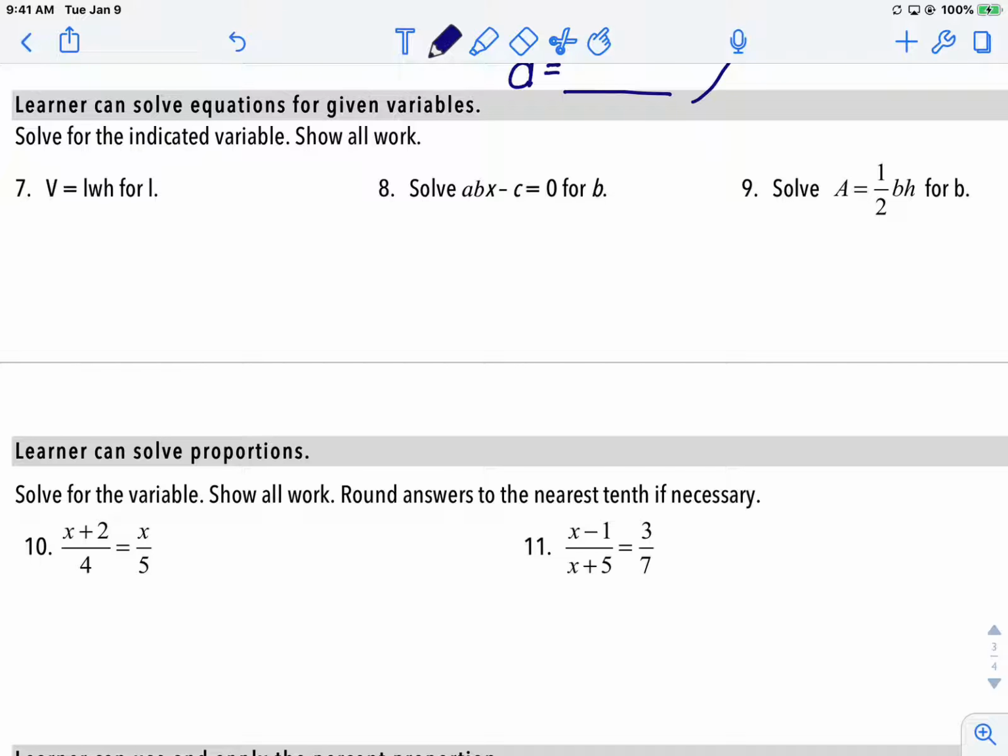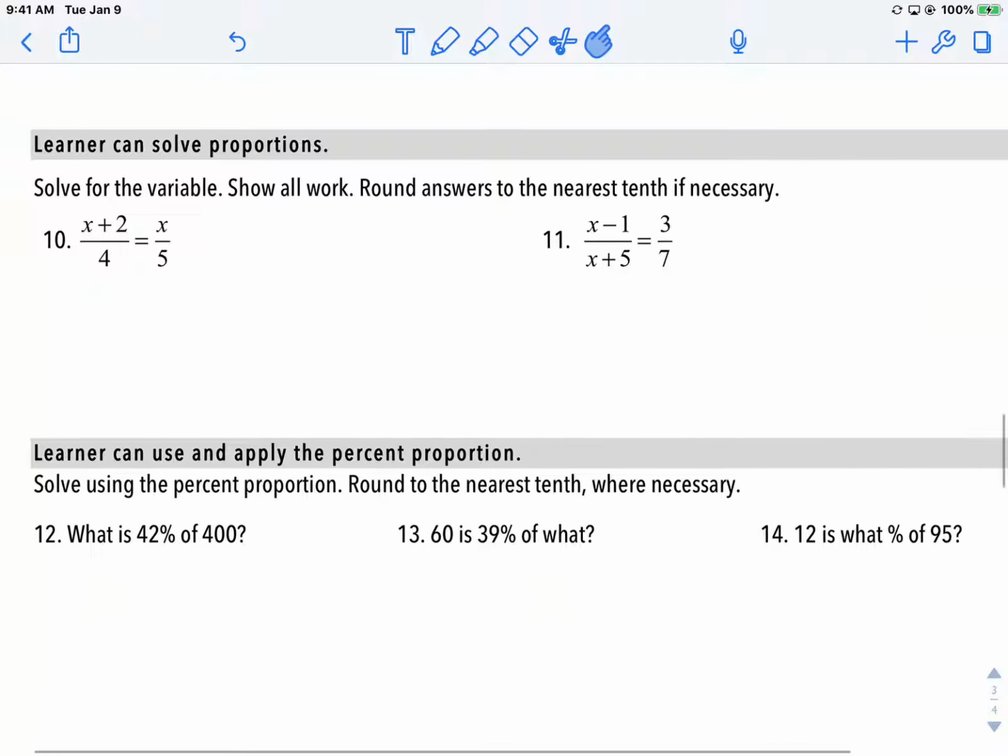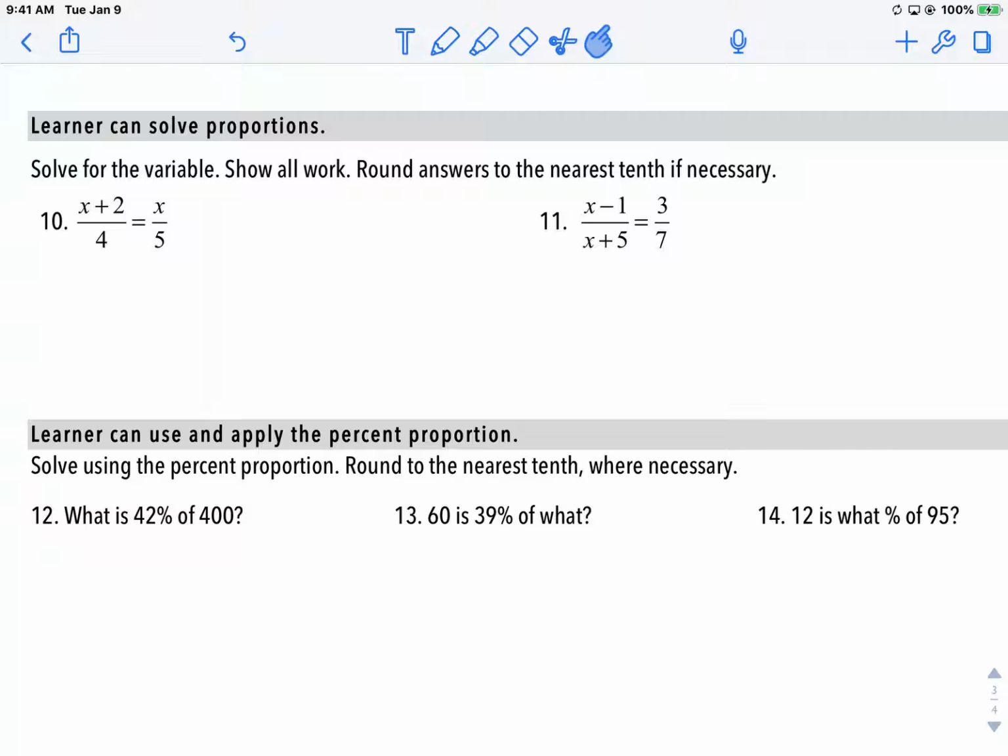Welcome back for the Chapter 2, Part 2, Video 2 for exam review. When we left off, we were in the middle of solving proportions, so we'll come back to 7, 8, and 9, but let's go to 10 and 11, and we'll come back to those other two. So on 10 and 11, they give you proportions.